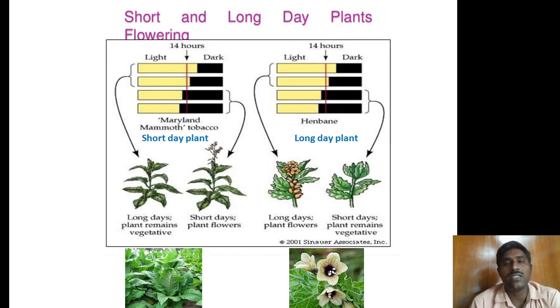Next, on short day plants and long day plants flowering, we can see that in the Maryland Mammoth tobacco, within the short days only it blooms when compared to the light hours. When the light hours are more than 14 hours, there is no flowering. In henbane, a long day plant, the amount of light availability must be more. In the first figure, you see that in henbane, when light is available for more than 14 hours, the flowering response occurs. In other cases, where the dark period exceeds 14 hours, there is no flowering response, and the henbane plant remains in the vegetative phase.